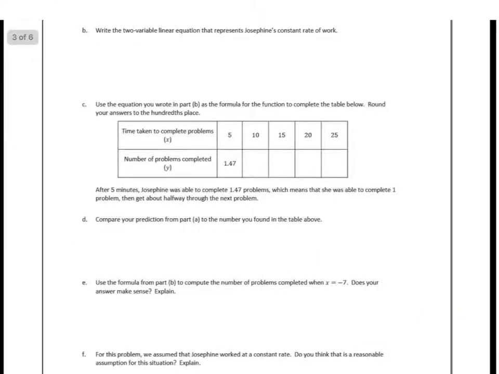Turning things over, part B says to write the two-variable linear equation that represents her work rate. It's just what we did in the previous question. We have the first variable, y, and we know that the rate was constant, 5 over 17, and then we multiply by x. So this is our function. We're going to use this function to complete the table.